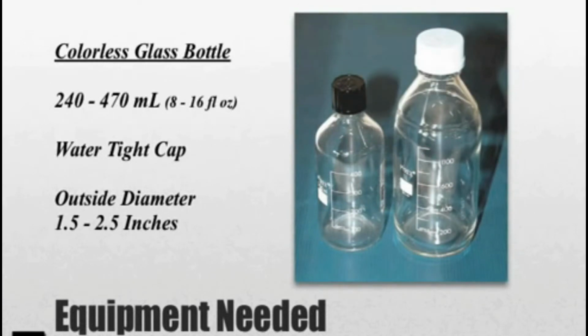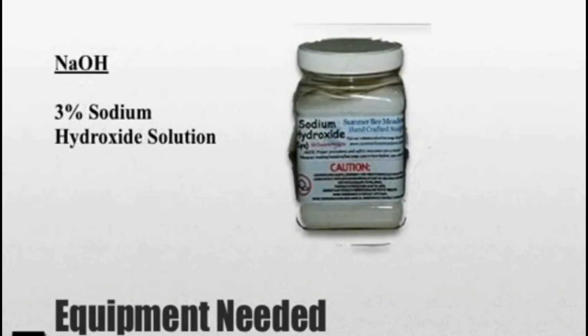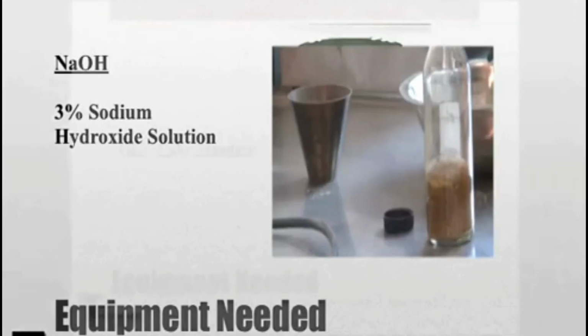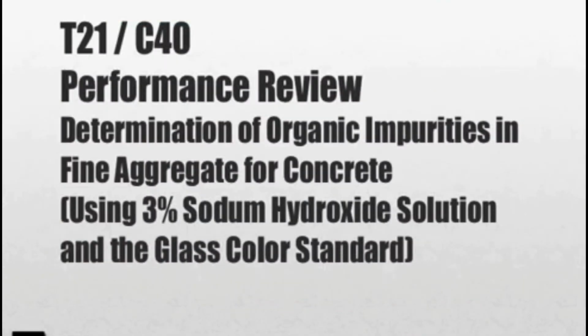To perform this test, we'll need a colorless glass bottle with a capacity of 240 to 470 milliliters, or 8 to 16 fluid ounces. The bottle must have a watertight cap and must have a thickness of at least 1.5 but not more than 2.5 inches. We'll also need the standard color solution or the 3% sodium hydroxide solution and the glass color standard. Let's now review the steps of this procedure using the 3% sodium hydroxide solution and the glass color standard.